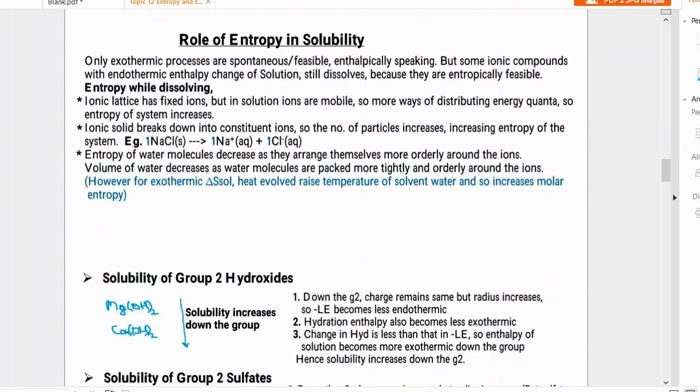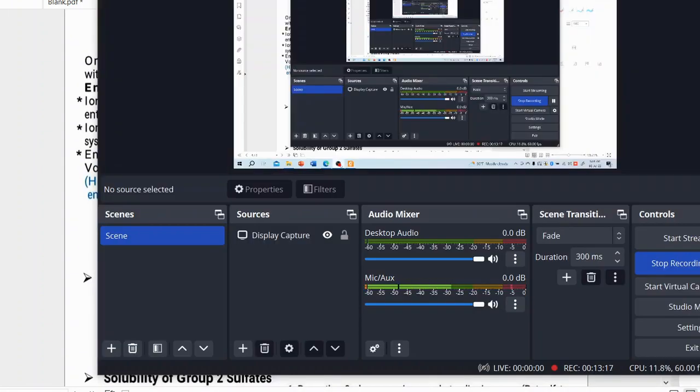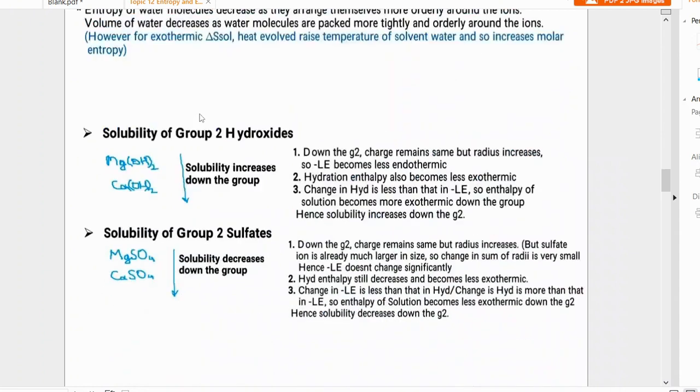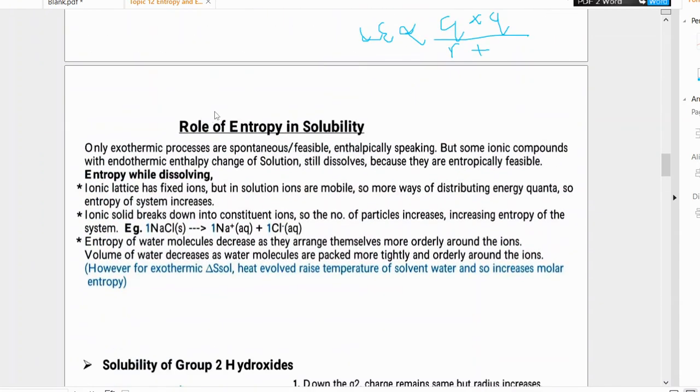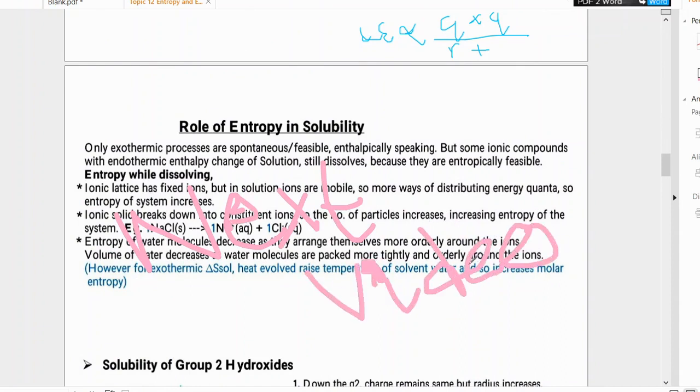Role of entropy in solubility. Let's see how much time we have. I'll have to go fast. Role of entropy in solubility will be for the next video. In the next video on entropy, I will link energetics and entropy together.